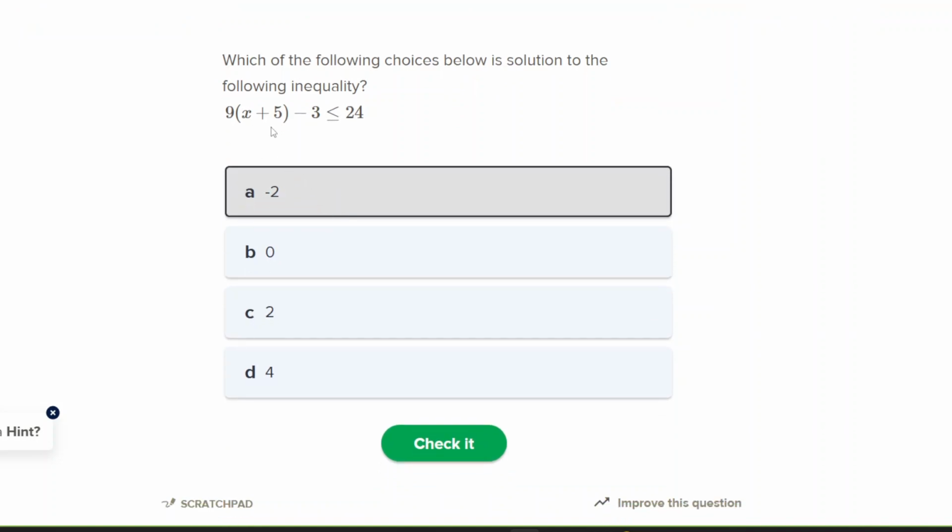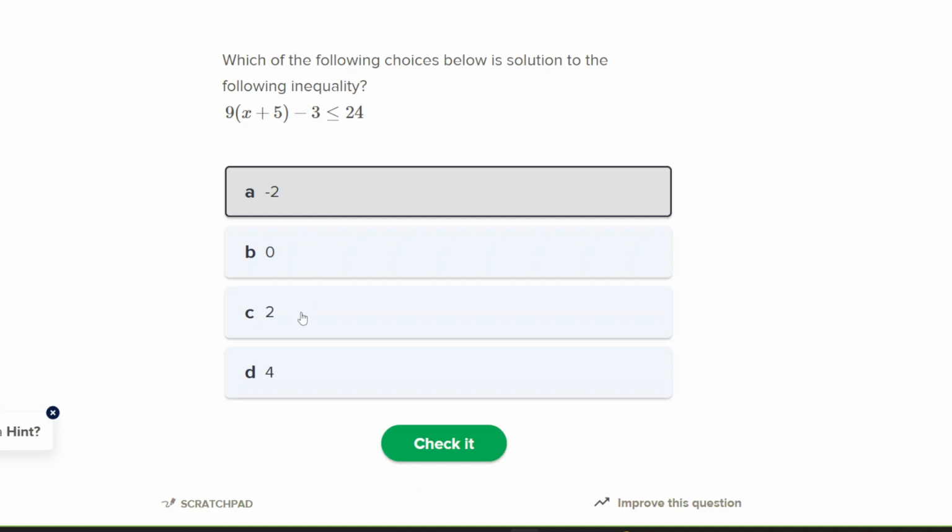Now, if I were to plug in 0, I'll just speak this one. If x were 0, 0 plus 5 is 5. 9 times 5 is 45. 45 minus 3 is 42. Is 42 less than 24? No. Is it equal to 24? No. So it's not less than, nor is it equal to 24. So 0 is not a solution, right?